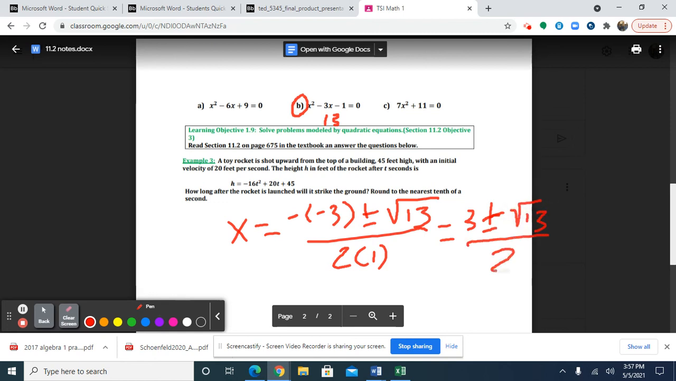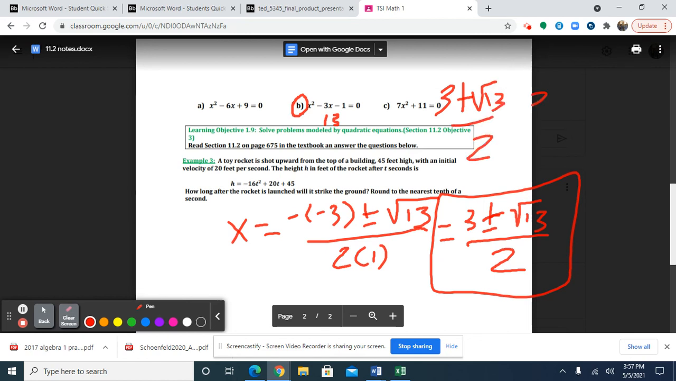On the bottom, we have 2. We would simplify it more if we could, but in this case, we can't, so we leave it like that. Our two solutions are 3 plus the square root of 13 over 2, and 3 minus the square root of 13 over 2. These are two solutions, so we can just write it as 3 plus or minus the square root of 13, over 2.